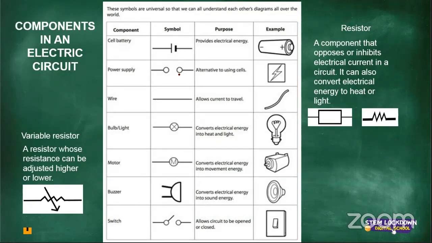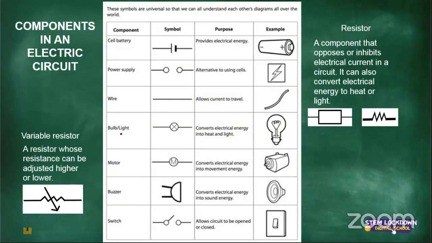Then we have a power supply. This is your symbol, and the purpose of a power supply is to be an alternative to using cells. So instead of using a cell or a battery, you use a power supply, and that's how it looks. Okay, then I'll take your question just now, Ratabele. Then we have a wire. This is the symbol for it, and this is how it looks in real life, and it allows the current to travel.